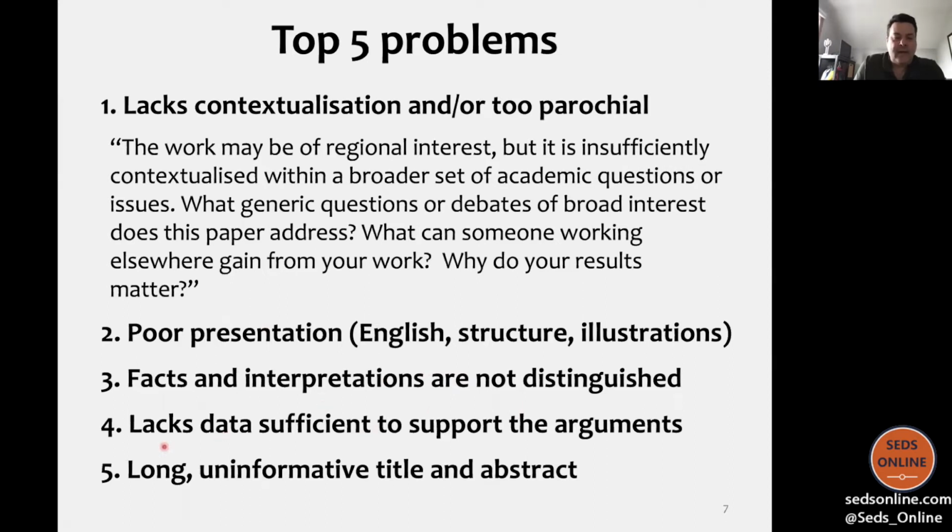And a long, uninformative title and abstract. The title is critical as well to your paper. You can have the best paper, but if you choose the wrong title, that initial hook, which gets your readers interested, might be missing, and your work might go unnoticed. So really think about what title you're going to tag on to your paper. It should be short and pithy and informative.